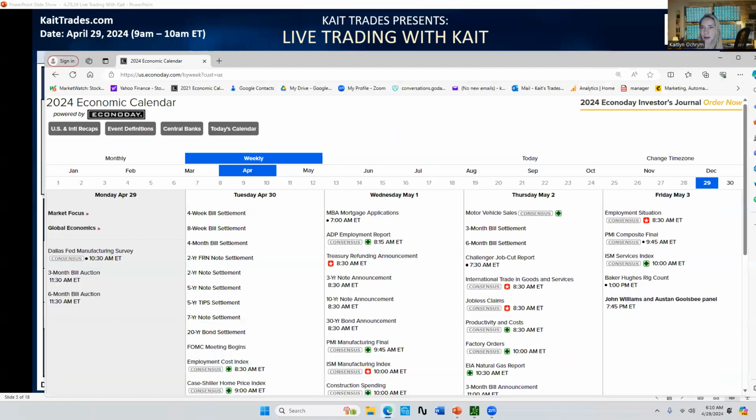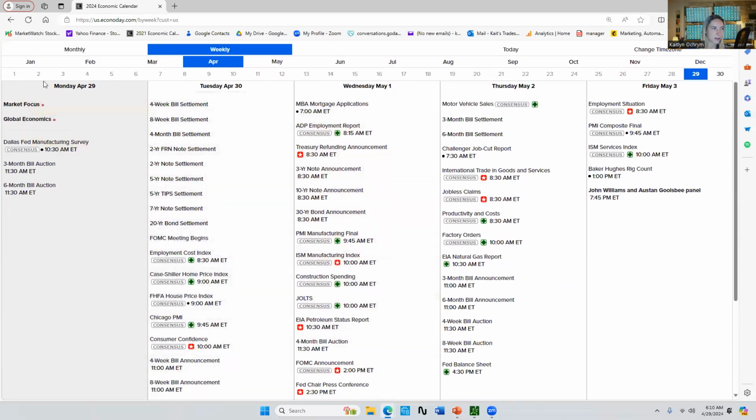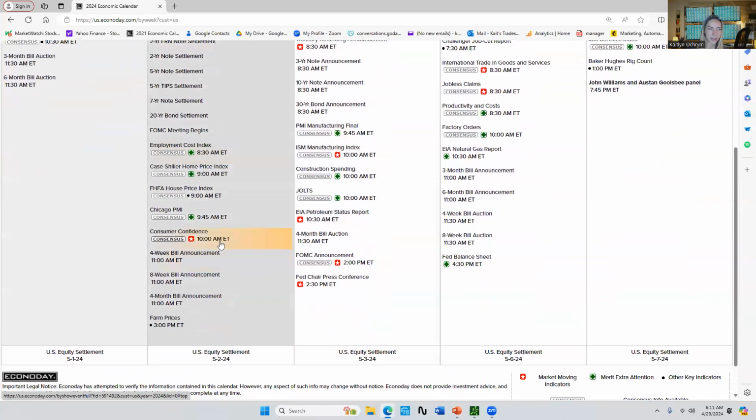Let's jump out to Econo Day though. All right, so the ones that we want to pay attention to are the ones with a red star or a green diamond on it. Typically, those are the ones that are going to cause the most volatility. So to help you out today, we don't have any of the markings with the red star or the green diamond. Tomorrow, though, going to be a little bit busier.